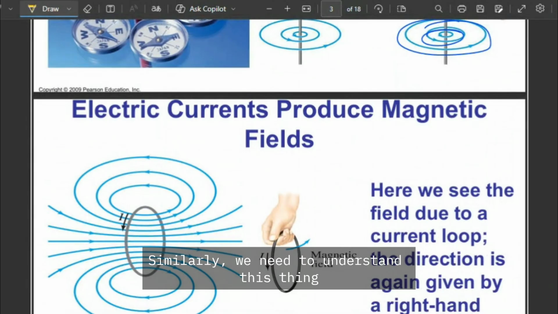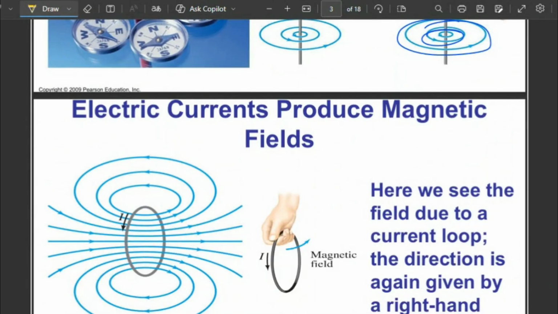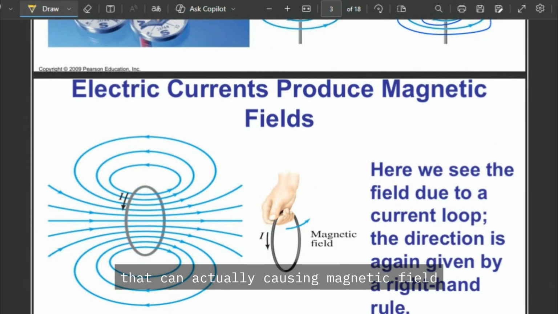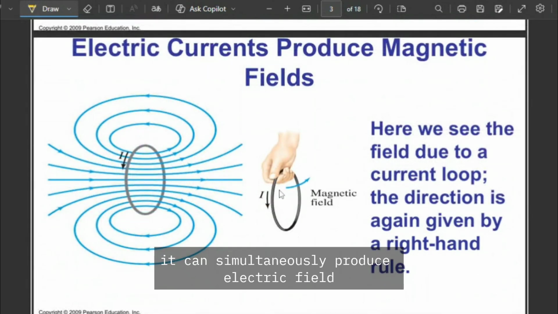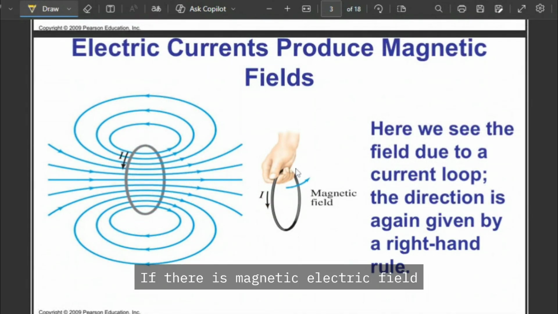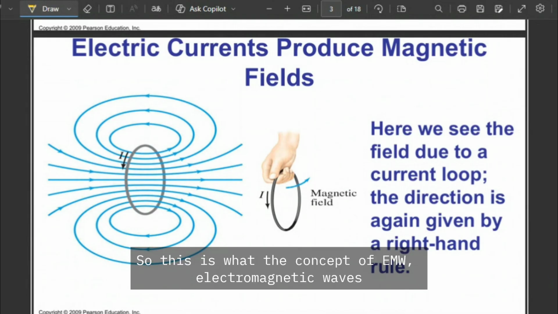Similarly, we need to understand that electric current which flows in a circuit can cause a magnetic field. And a changing magnetic field can simultaneously produce an electric field. If there is a changing electric field, it can produce a magnetic field. So this is the concept of EMW, electromagnetic waves.